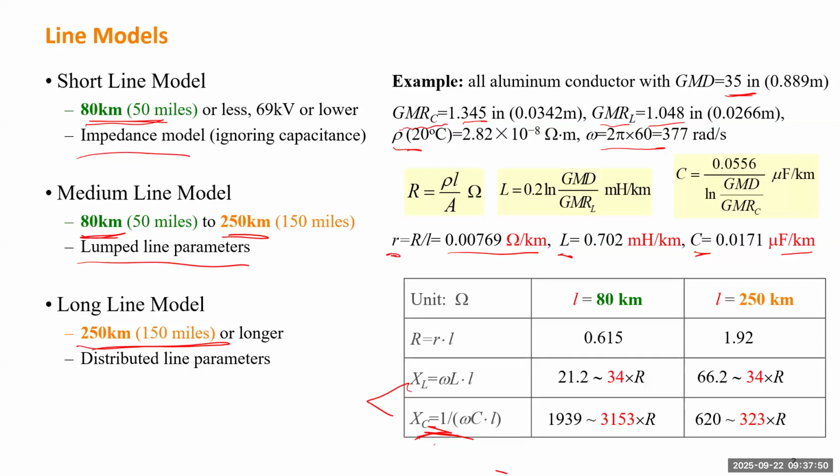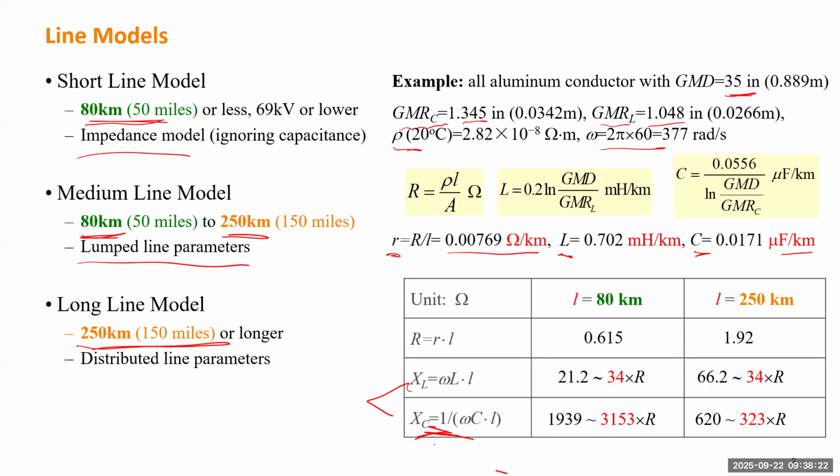And X_L, the inductive reactance, will be 34 times the resistance. Okay, which means if you ignore R and only use the inductive reactance X_L for the entire line impedance, the error is only 1/34th, about 3%. So if that's a big deal to you, you keep R. Otherwise, you can just ignore R for this transmission line.